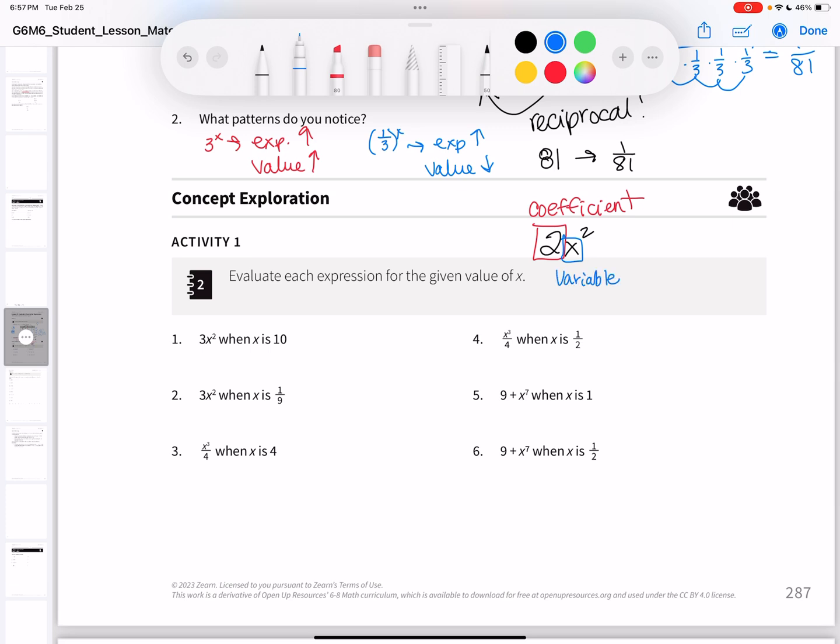All right, so if I said x was 3, then this would be 2 times 3 squared. And PEMDAS says I have to do parentheses first, then I have to do exponents, then multiplication and division at the same time.